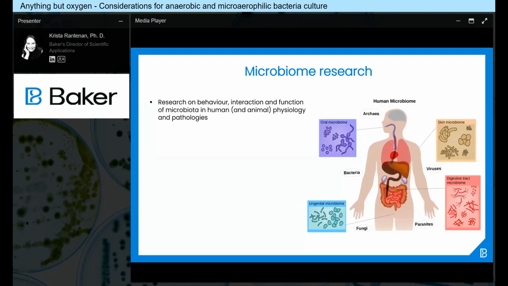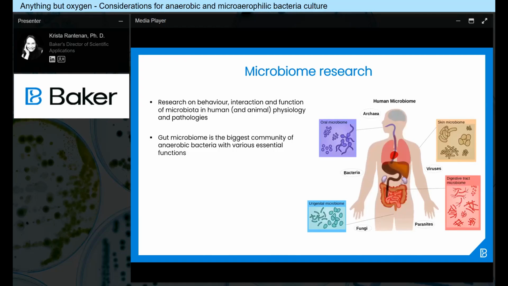Now, when we talk about microbiome research, it mainly focuses on the behavior, the interaction, and the function of microbiota in human or animal physiology and well-being. That research tries to understand how the microbiome might affect some pathologies or conditions. Also very interesting and well studied is the digestive tract, or gut microbiome, as referred to here, and I'm going to go into this a bit deeper.